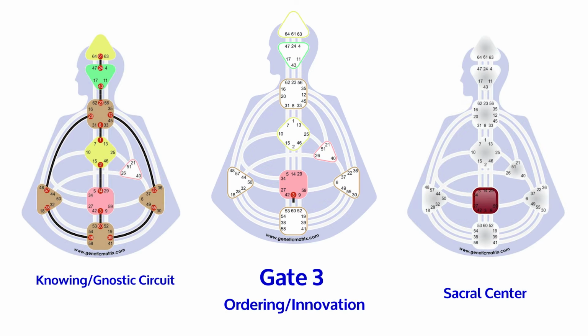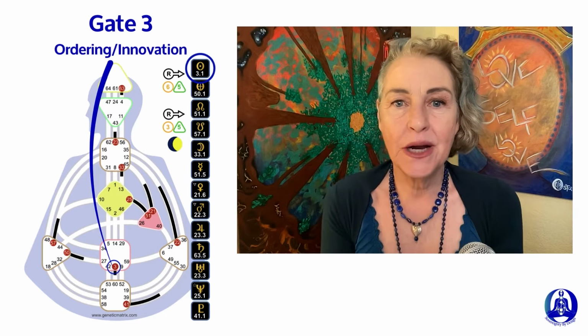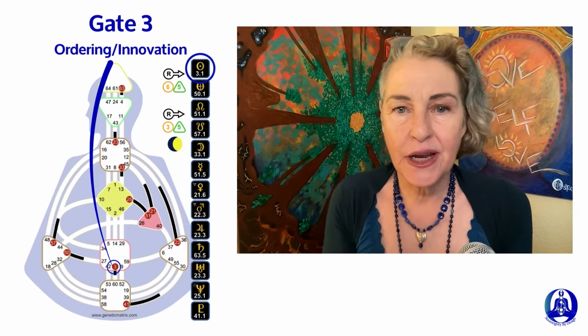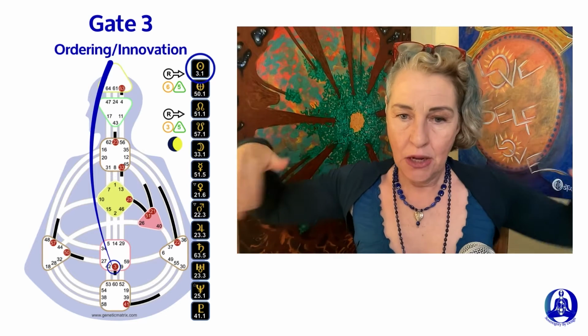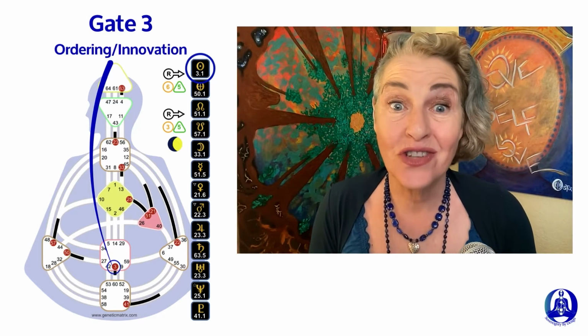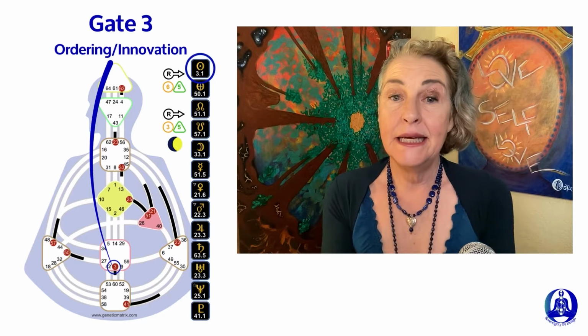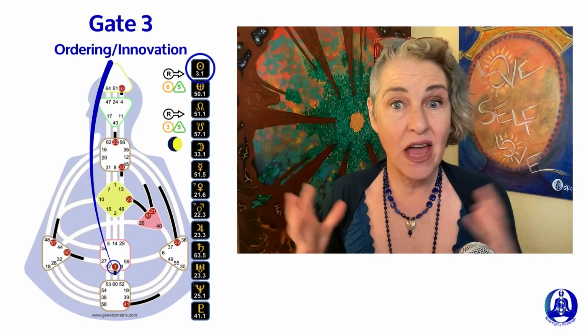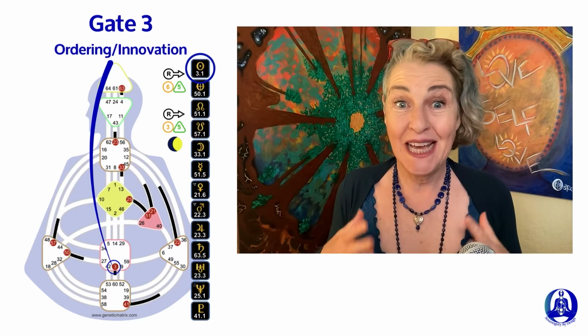The gate 3 is known as ordering in traditional human design and innovation in quantum human design. It's all the way at the bottom of the sacral center, and it's in the knowing circuit. So it's individual circuitry. And it is the place where the energy from the knowing circuit has come in and split, gone around the two sides of the body, and it starts to come back up through the central channel. And it is the energy for saying, okay, we're going to receive from the gate 60.